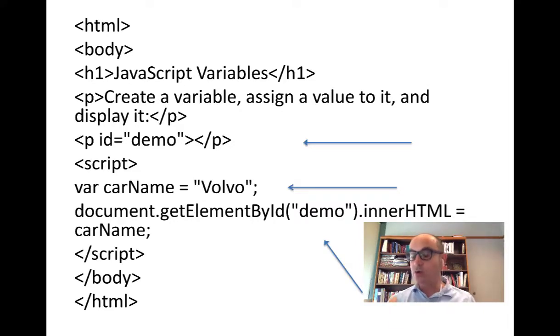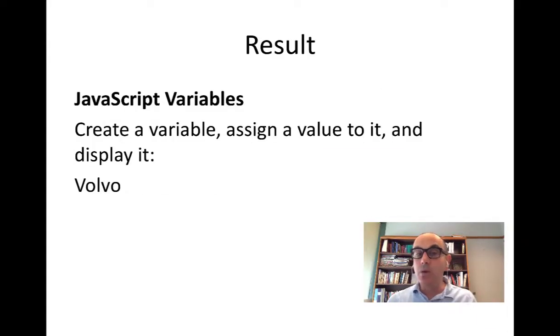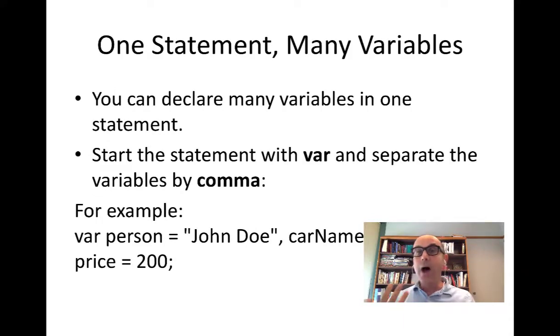But I want you to see the syntax on it. Because Volvo is a name, it's not a number, it has to come with a quotation. So in this case, it will display the Volvo in this result. One statement, many variables, and this is something that again you will encounter many times.